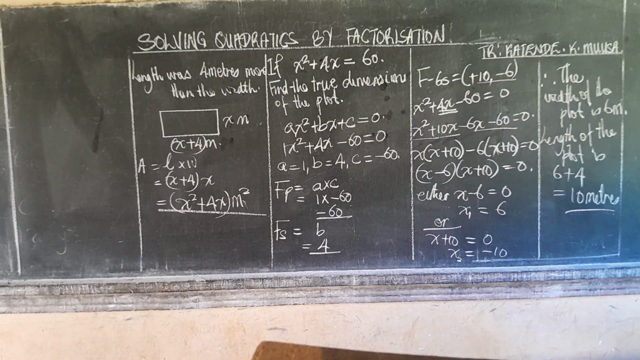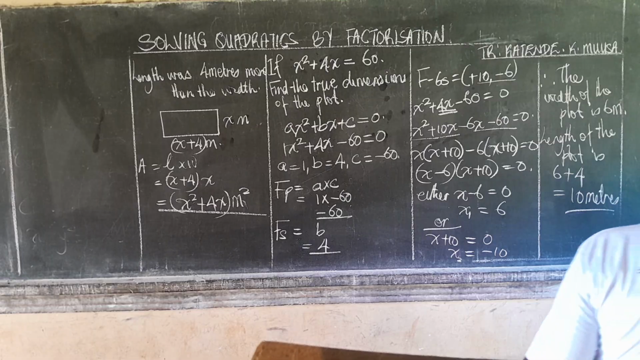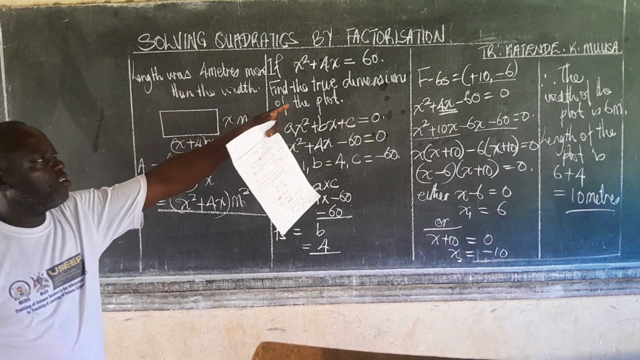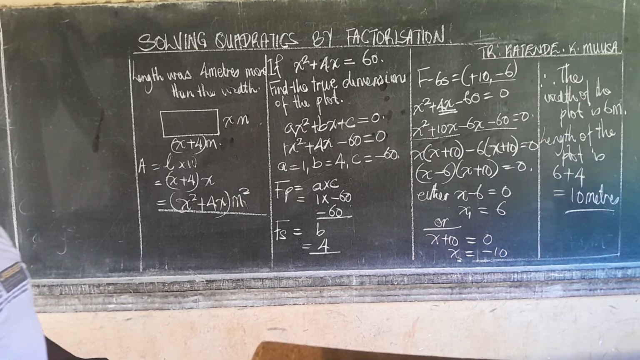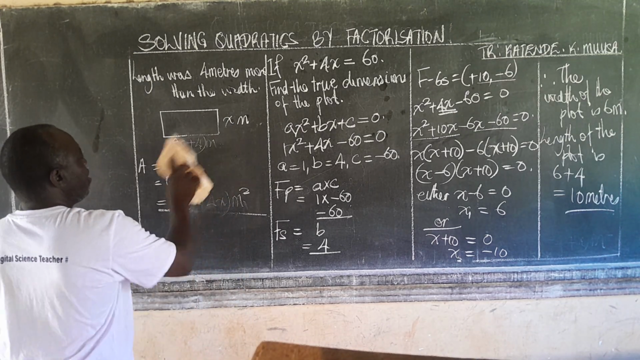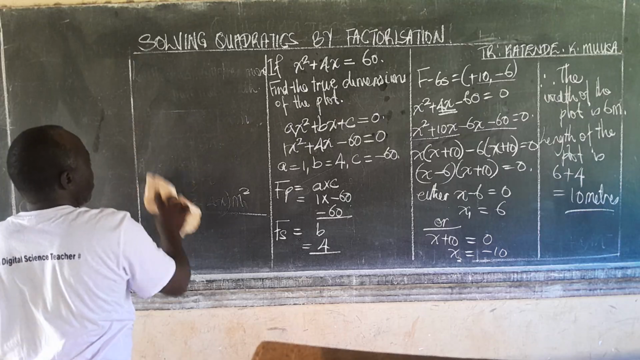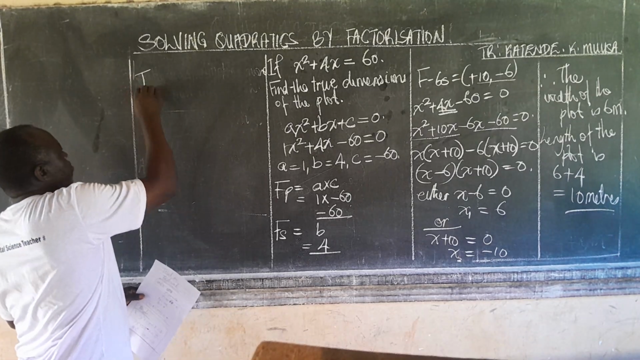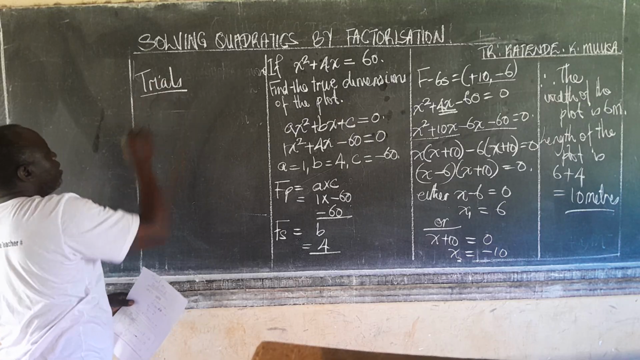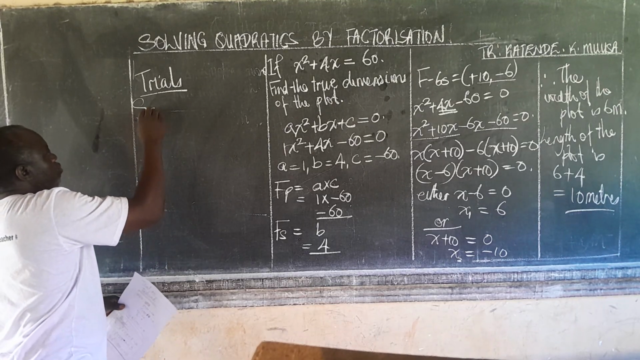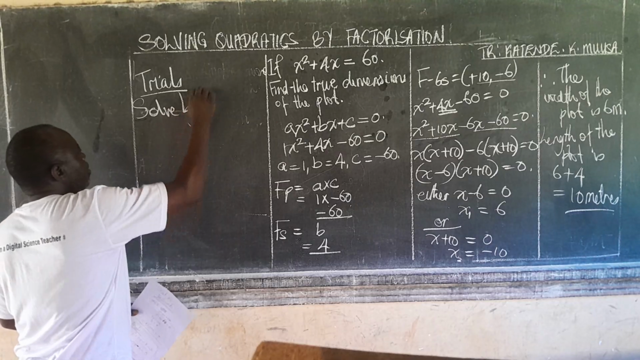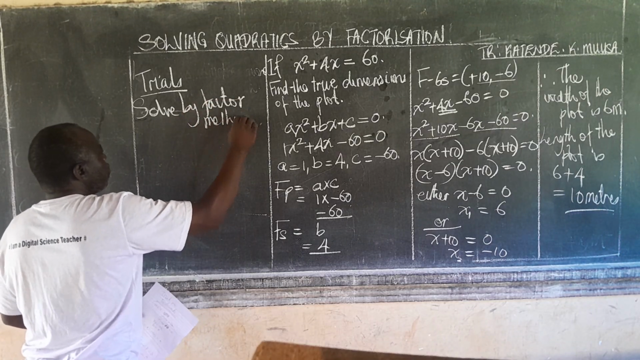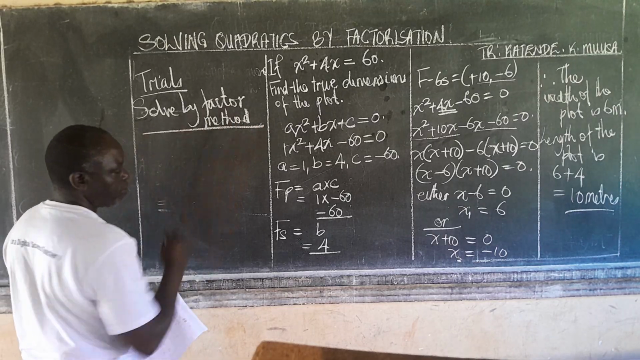And when we have that, it means that we have solved the quadratic equation by the factor method. Therefore, what I need you to try are these numbers, here they are, our trials. Solve by factor method. When you are told to solve by factor method, it's the same as factorization.